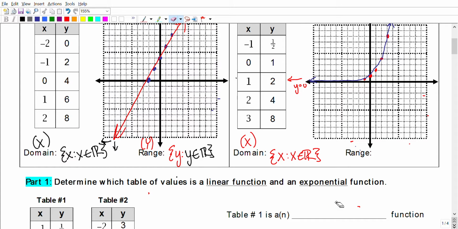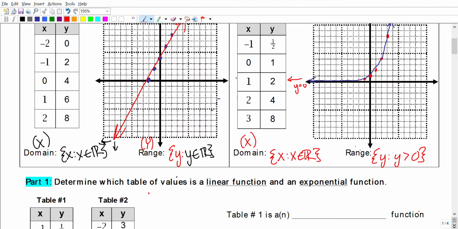Let's go ahead and talk about the range real quick. On the range, we're talking about all the upwards and downward behaviors of this graph. So again, we go from smallest to greatest. From the bottom, what's the lowest value that this reaches? It's actually 0, okay? But it keeps growing, it keeps going up. So actually, our range here is y such that y is greater than 0.